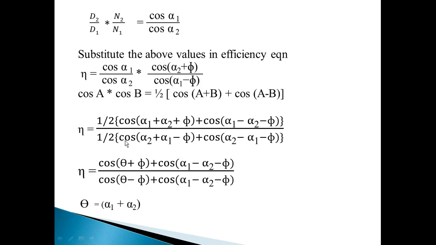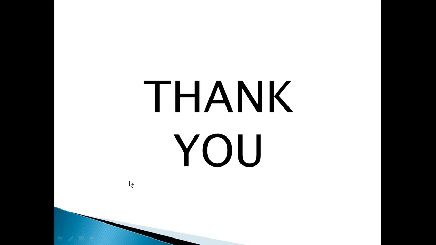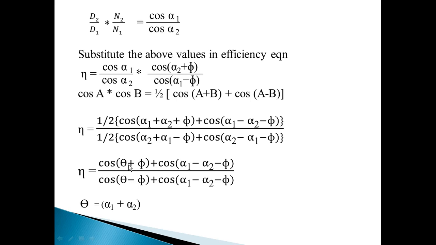On the denominator side, a is alpha 2 and b is alpha 1 minus phi. So half of cos of a plus b, that is alpha 2 plus alpha 1 minus phi, and cos of a minus b, that is alpha 2 minus alpha 1 minus phi, so minus phi will be equivalent to plus phi. And the final equation will be equivalent to cos of theta plus phi. What is alpha 1 plus alpha 2 in this case? In the previous case we have seen that it is theta, the shaft angle, so we are going to replace alpha 1 plus alpha 2 or alpha 2 plus alpha 1 with theta. So we are getting the equation cos of theta plus phi, cos of alpha 1 minus alpha 2 minus phi.